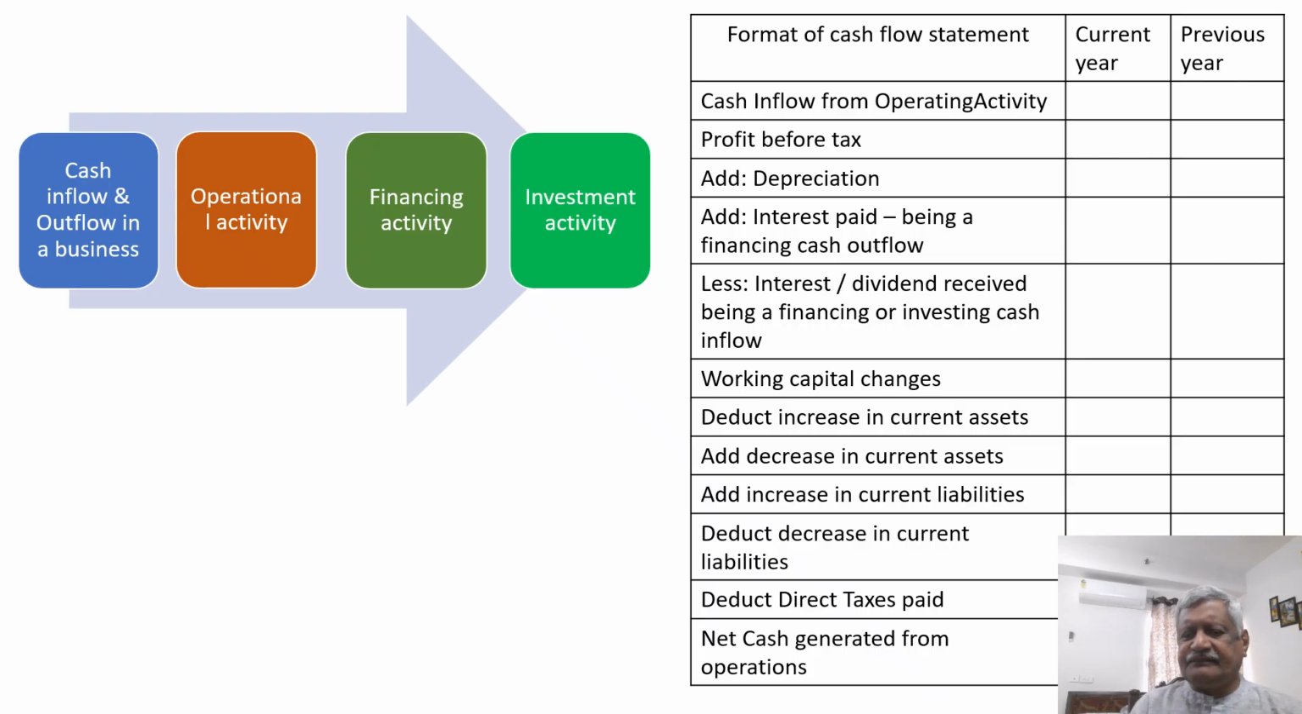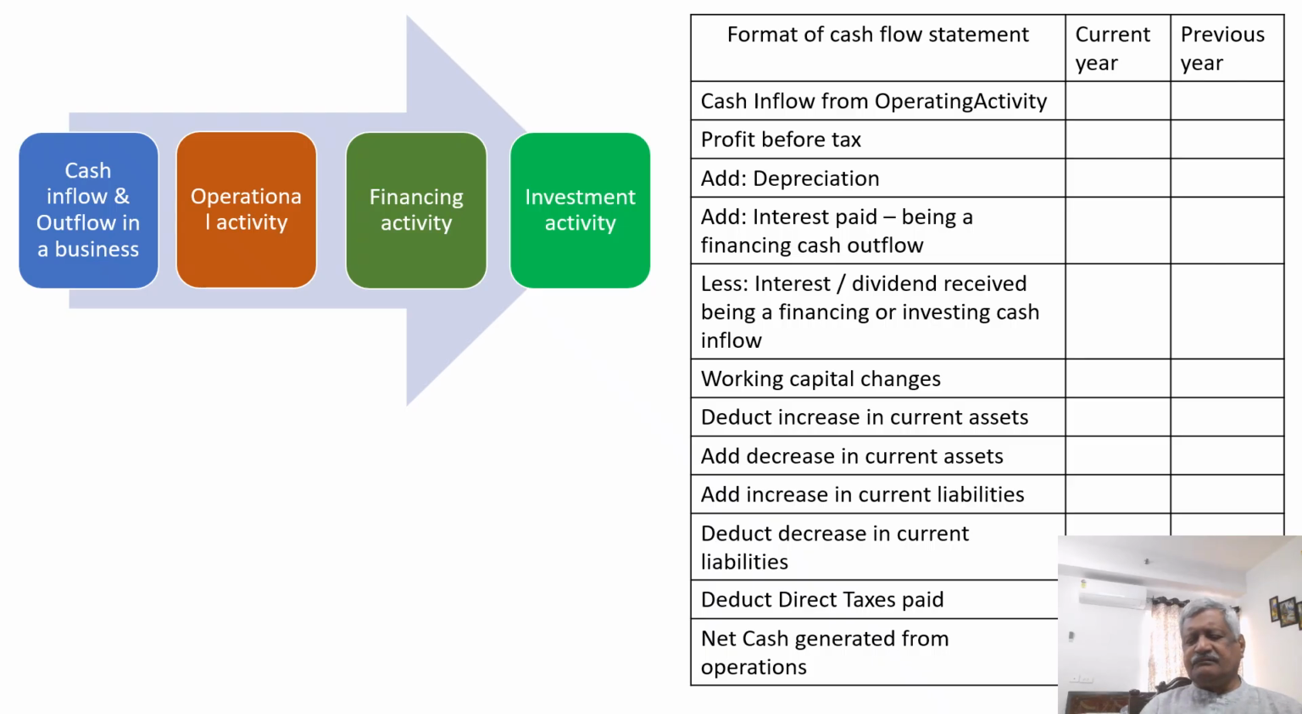So the first thing we are going to do is take profit before tax, which is available in the statement of profit and loss account, add the depreciation, which again is available in the statement of P&L account, and then add the interest paid to the lenders or outsiders, any borrowing, being a financing cash outflow. Then you deduct any income that does not pertain to the operational activity. It could be interest on deposits or dividend received on investments.